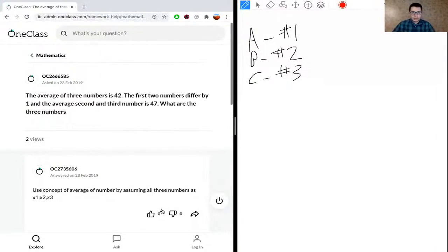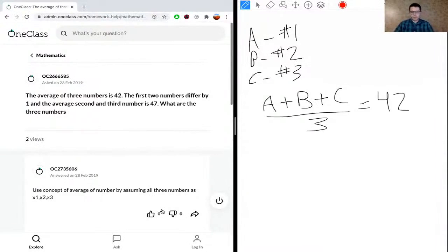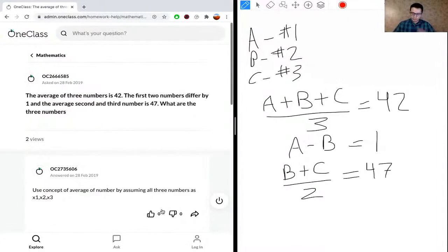So the first statement says the average of three numbers is 42. So we can define this by an equation: A plus B plus C divided by 3 equals 42. So that's our first equation. The second equation, the first two numbers differ by 1. So A and B differ by 1, so if we did A minus B, we should get 1. Lastly, the average of the second and third number is 47. So if we added B plus C and divided by 2 to get the average, it should equal 47.